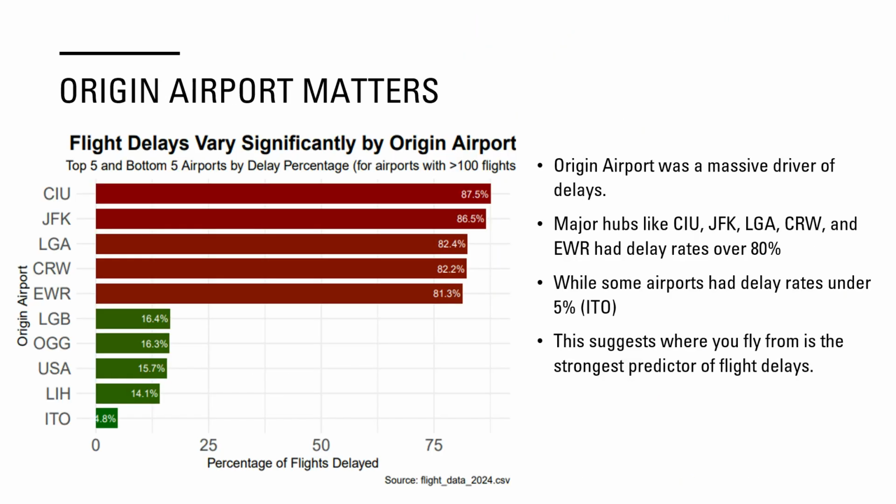I also found that origin airport is a massive driver of delays. The bar chart below visualizes the top and bottom airports by delay percentage, and you can see that major hubs like JFK and Newark had delay rates of over 80% in the sample, but Hawaiian airports like ITO had delay rates as low as 5%. This suggests that where you fly from is the strongest predictor of your actual schedule.